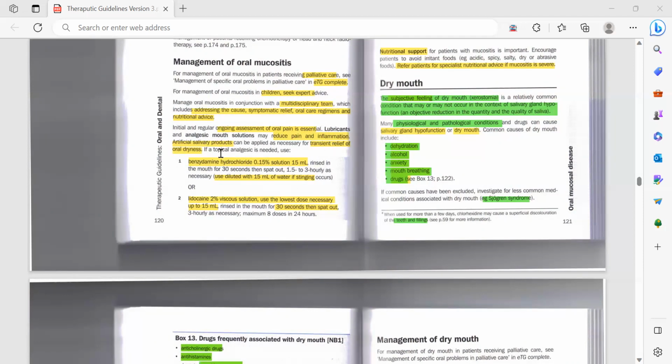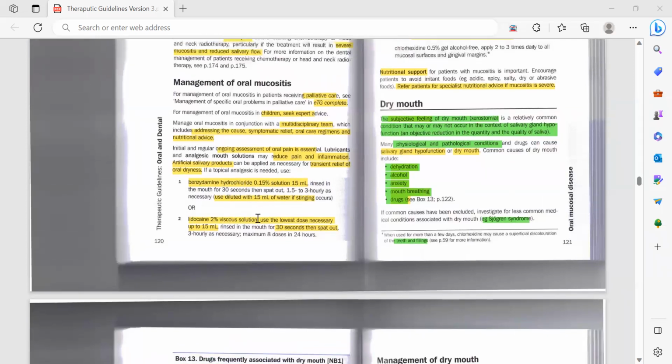And which topical analgesics can we prescribe? The first one is benzydamine hydrochloride, which we prescribe as a 0.15% solution, 15 milliliters, rinsed in the mouth for 30 seconds, then spat out, 1.5 to 3 hourly as necessary, or the lidocaine 2% viscous solution. So you just need to remember these doses.